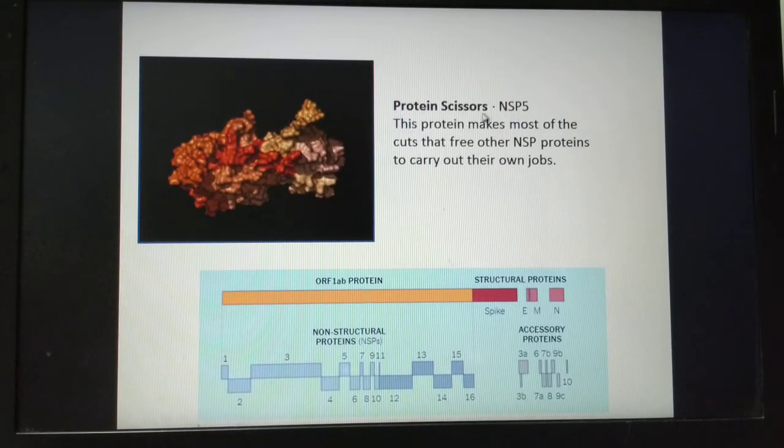Now, protein scissors, as the name suggests, it's a scissor protein. That means it cuts a big protein. This protein makes cuts over here, maybe here, maybe here, to make 1, 2, 3, 4, 5, all those proteins out of this big protein.